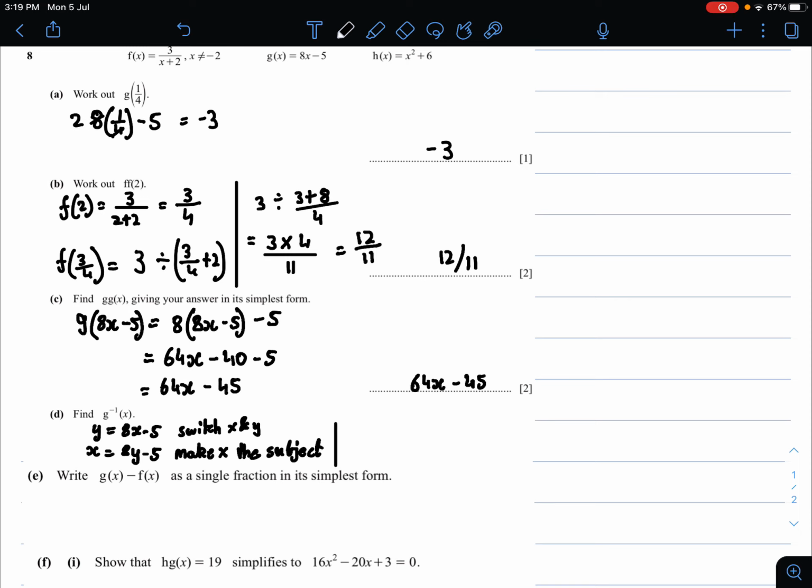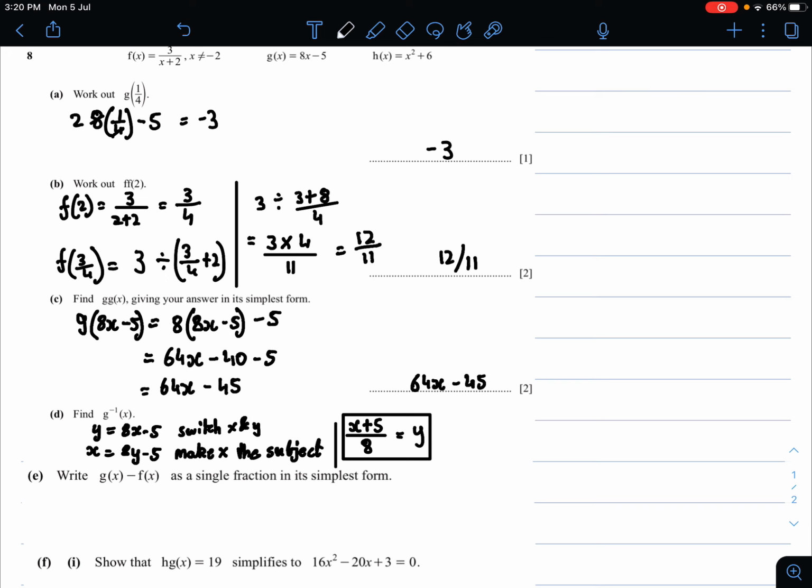So let's go ahead and do that. You can take the 5 to the other side, so negative will become positive when moving from one side of the equation to the other, and you can take the 8 as well to the other side. So when you take multiplication to the other side it becomes division. Therefore y is equal to x plus 5 by 8 will be your final answer for part D. Now let's move on to part E.